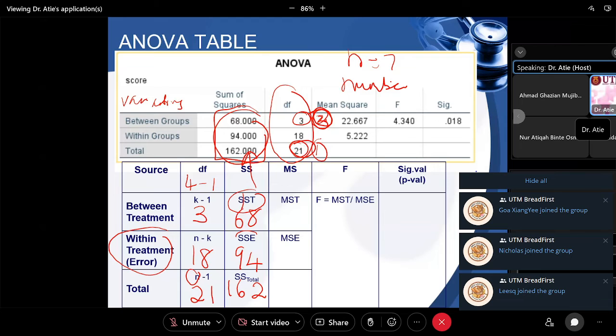But for the MS, how do we get it? For the MS treatment or between, this number, 68, divided by 3. That's how you get 22.667. It's actually this number divided by 3, or from the ANOVA table, 68. Let me make it clearer here.